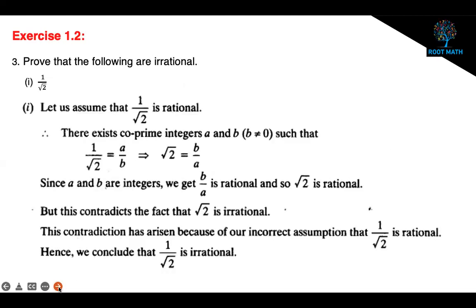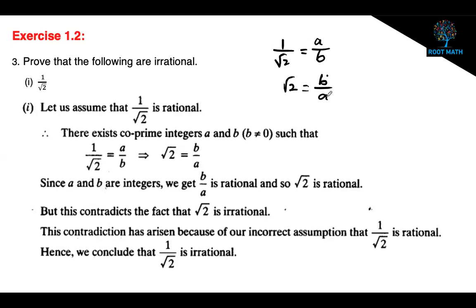Next, the same type of question, 1 by root 2. You want to know the perfect statements, that's why I have attached the statements over here. You can see here, 1 by root 2, as in the previous question, we are initially considering as a rational number. So 1 by root 2 is equal to a by b. We know root 2 is irrational. So do the reciprocal on both sides. So root 2 is equal to b by a.